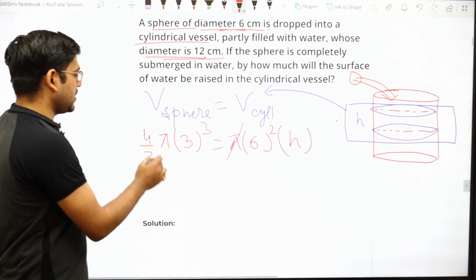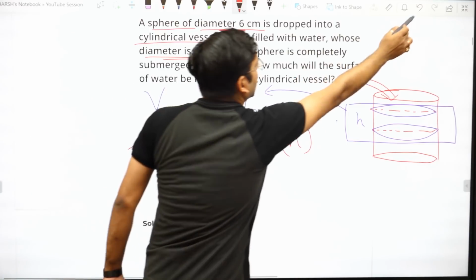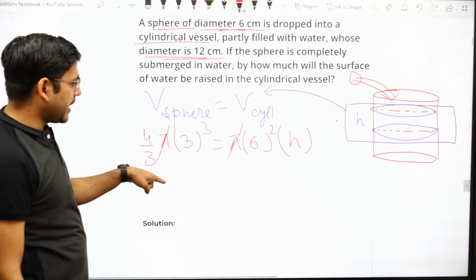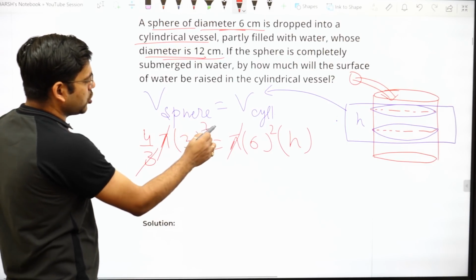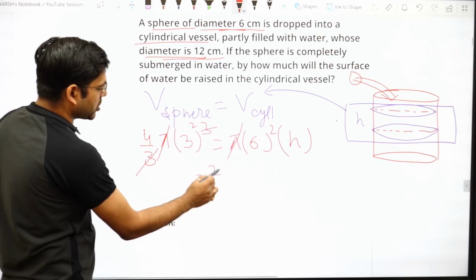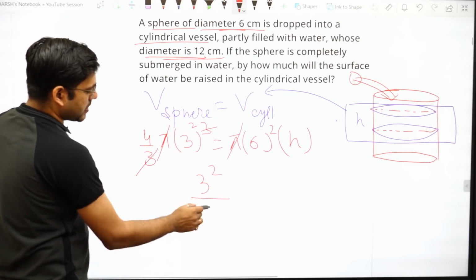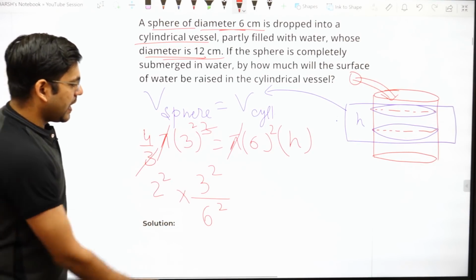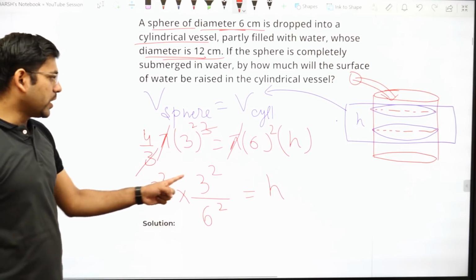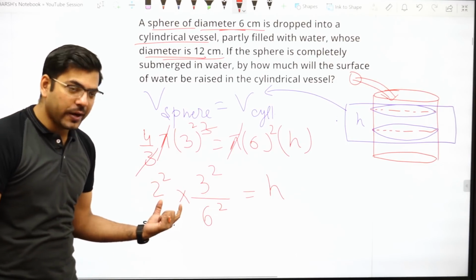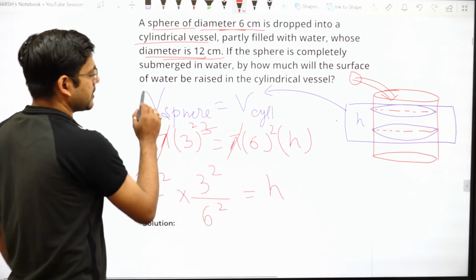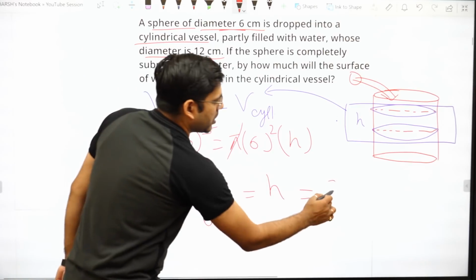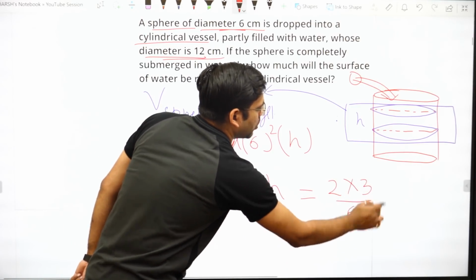Now I guess this question is easy. Pi cancels pi, and thereafter this 6 will go to this side and this 3 will cancel this cube and make it square. So I am writing here 3 square divided by 6 square, into 2 square, and that is equal to h. All the terms here are in the form of square, so I'll take a whole square and write it like this: 2 into 3 divided by 6 whole square.